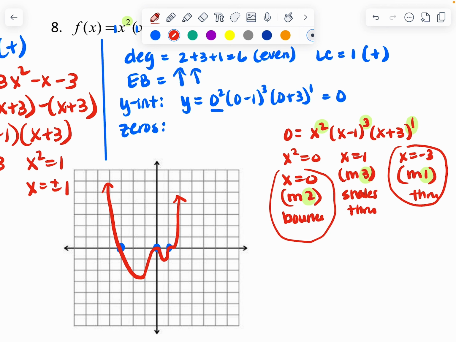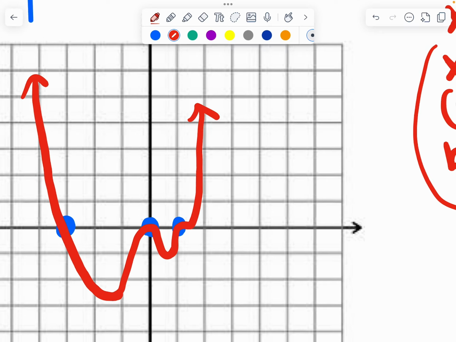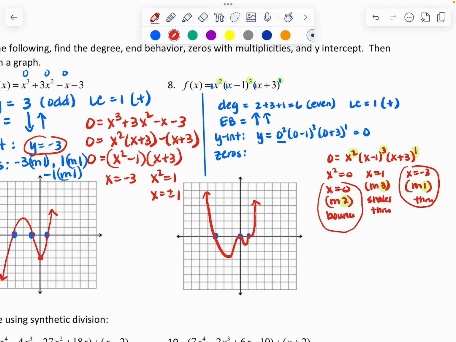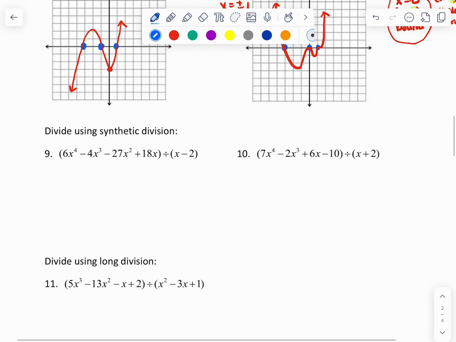Sorry that they were so tight, but if you make that a little bit bigger, you can maybe see a little bit better. Does that kind of make sense? All right. And again, end behavior should have been up, up. Notice that you're up, up on both. Okay. All right, now to some of the fun ones, synthetic division.